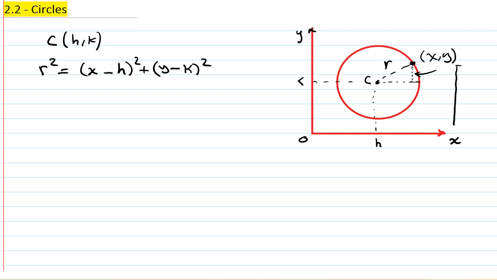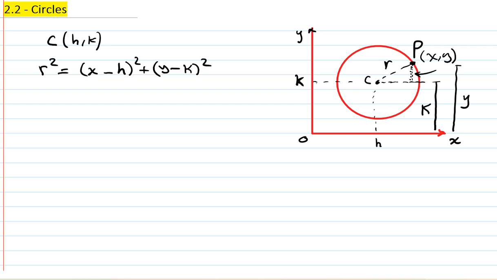Again, the higher point is y, the lower point, this point, is k. Remember, k is how far the point is from the x-axis. So if I do y minus k, it gives me the rise here, from C to the point, call it point P.